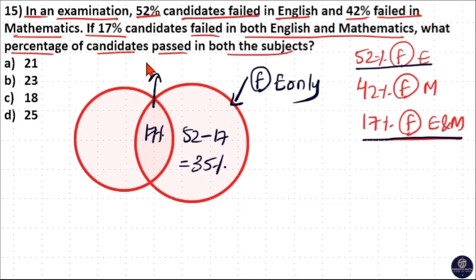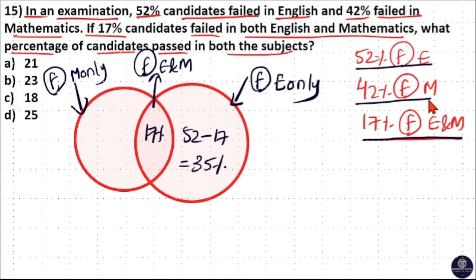This intersection is for students who failed in English and maths. Now we need to find out students who failed in maths only. You can see students who failed in maths are also included in students who failed in English and maths. Now to find students who failed maths only, we need to subtract 42 minus 17. So 42 minus 17 is 25%.